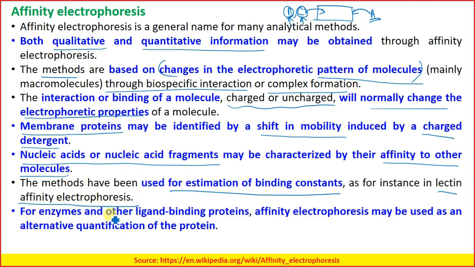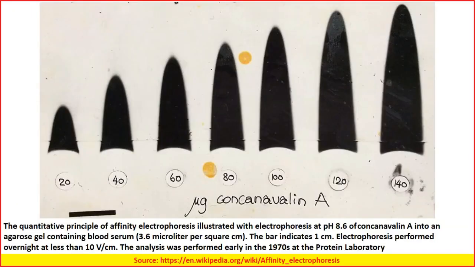Then lastly, for enzymes and other ligand binding proteins, affinity electrophoresis may be used as an alternative quantification of the protein. Okay. So herein it is given that in the 1970s, the affinity electrophoresis of concanavalin A looks like it has been given.